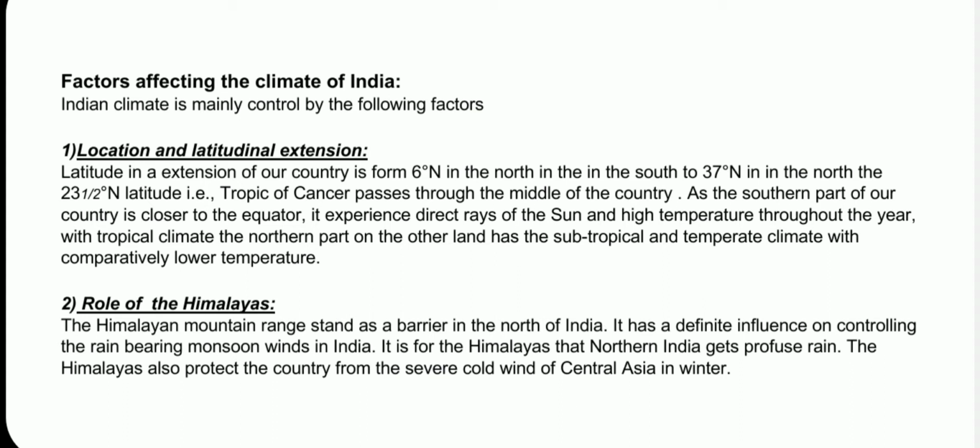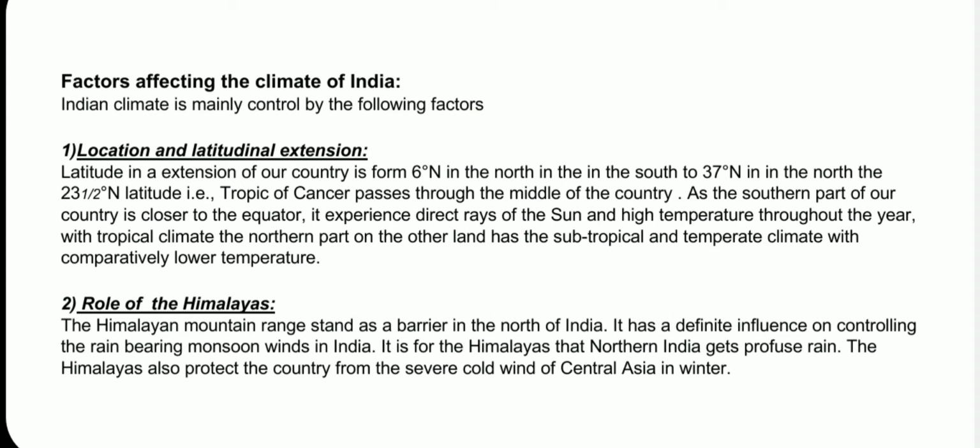The latitudinal extension of our country is from 6 degrees north in the south to 37 degrees north in the north. The 23 and a half degree north latitude, that is the Tropic of Cancer, passes through the middle of the country. As the southern part of our country is closer to the equator, it experiences direct rays of the sun and high temperature throughout the year, with tropical climate. The northern part of the land has the subtropical and temperate climate with comparatively lower temperature.